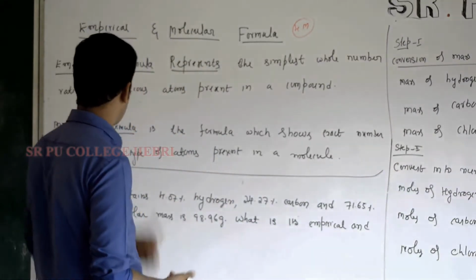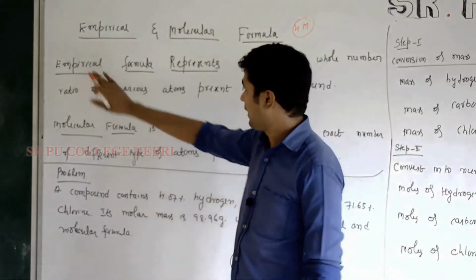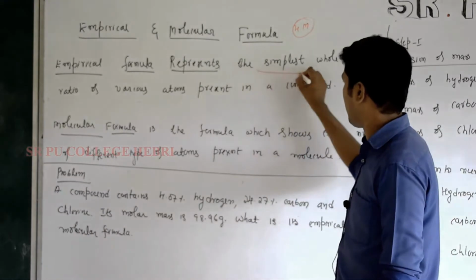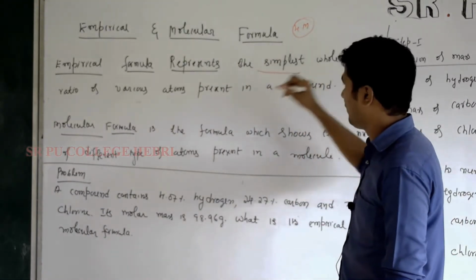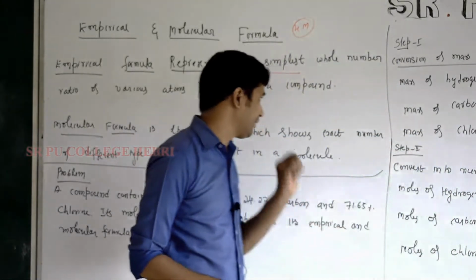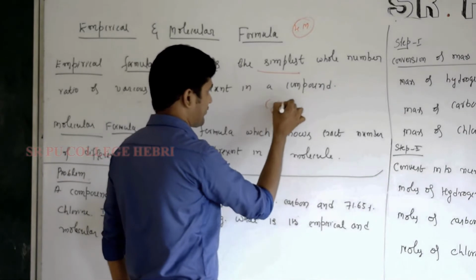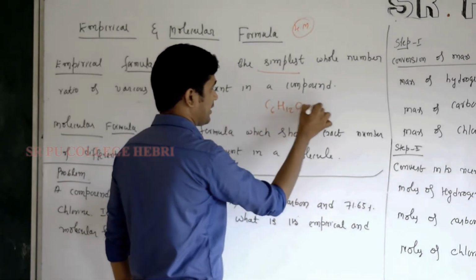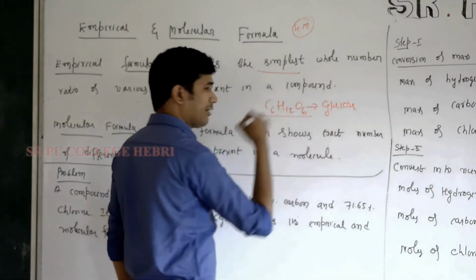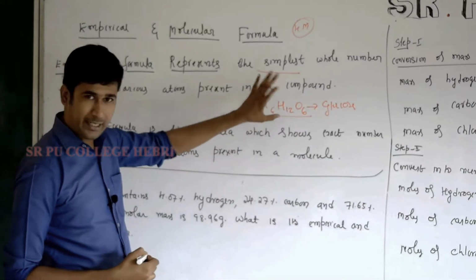So first let us see what is empirical formula and what is molecular formula. Empirical formula is the simplest formula. Understood? It's the simplest formula which gives the whole number ratio of various atoms present in a compound. I will give you one example. You know this: C6H12O6. This is nothing but glucose. I have written the molecular formula of glucose, and this is not the empirical formula.